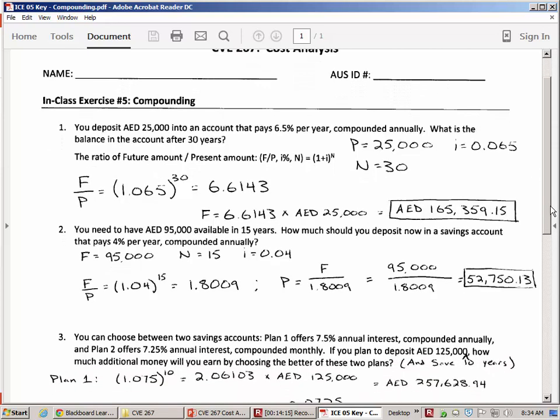Now the second one, the same formula can be used, but instead of solving for F, you're solving for P, the present amount. Again, this is compounded annually, so we don't have to worry too much yet about the difference between the interest rate per period and the interest rate per year. So it's just solving for the reverse of that ratio. And we got 52,750 and 13 fils. Any questions about the first 2 problems?